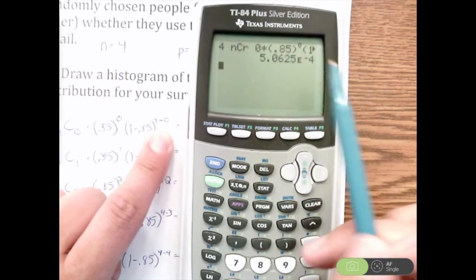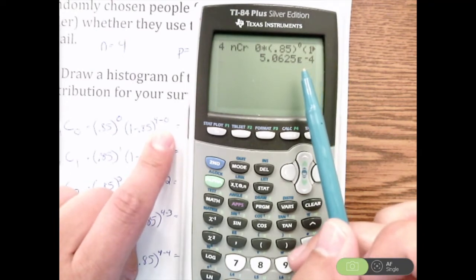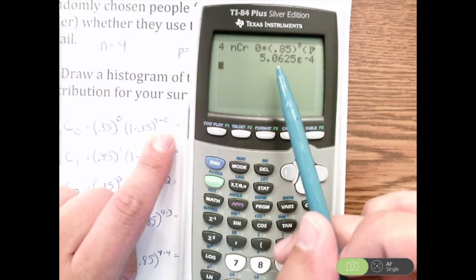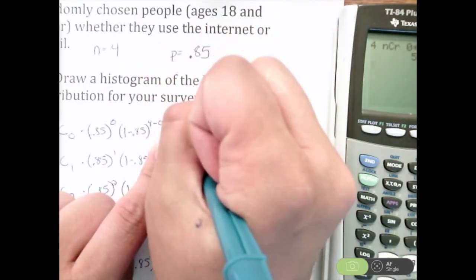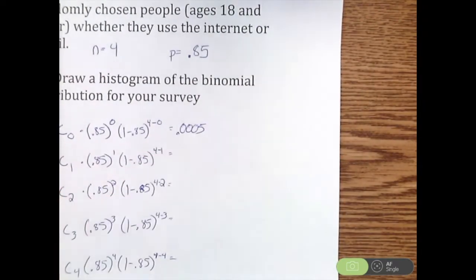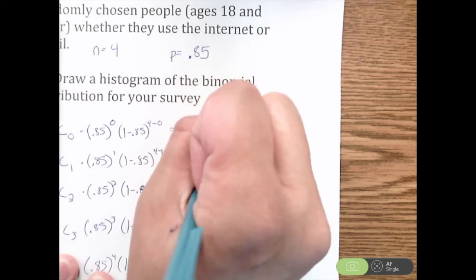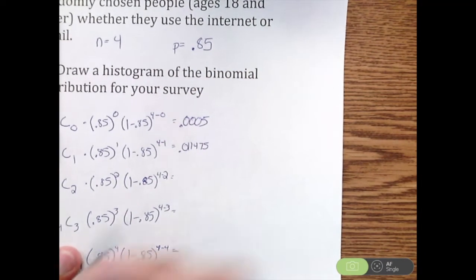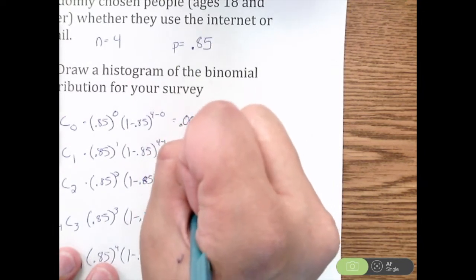And what we get is 5.0625 e to the negative 4. That is scientific notation telling you to move the decimal 4 places to the left. So we're going to get 0.0005. And that's how we do it in the calculator. I'm not going to do the rest of them, so it's going to be 0.011475 for this one. And again, if you want to see these, you could pause it, type it into your calculator, and check to see if you get the same thing.